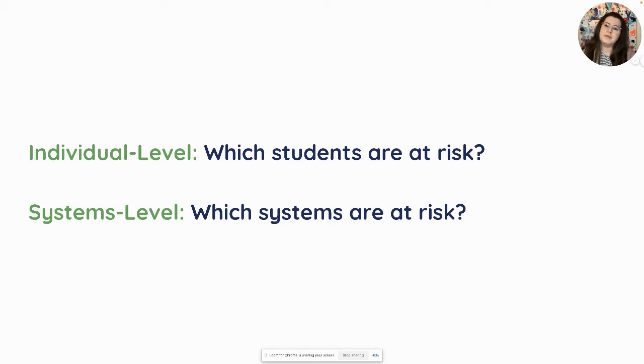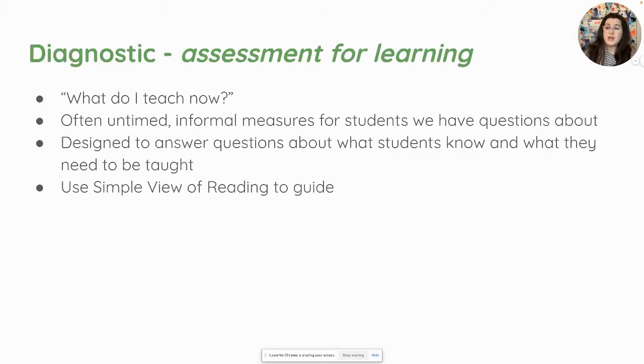Universal screeners really allow us to have a clear-cut indicator of the health of our tier 1 classroom instruction. So universal screeners are fast and standardized and often timed assessments that we do with everybody. Diagnostic assessments are assessments that we do not do with everybody. They're not diagnostic in terms of diagnosing a learning exceptionality, but diagnostic in terms of helping a teacher understand and sort out, what do I teach now?